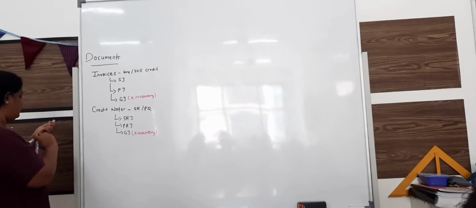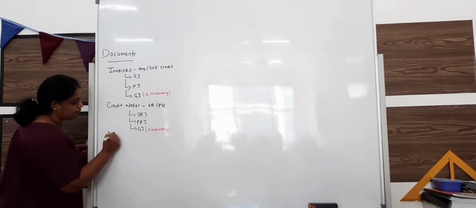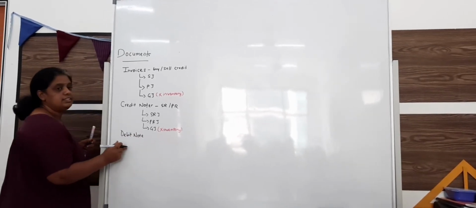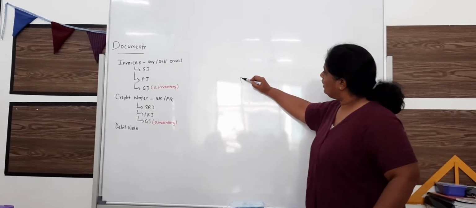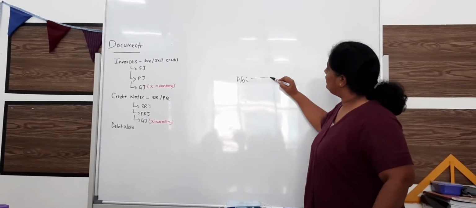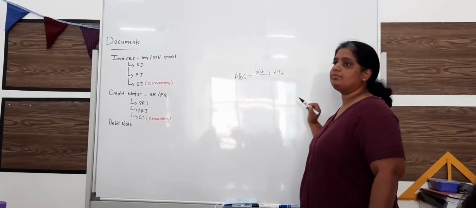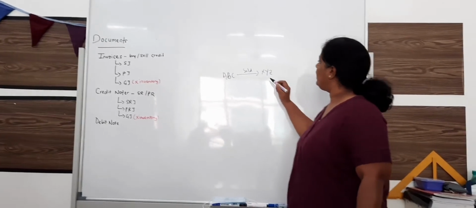Now, there's something else I'm going to introduce now. Debit note. Now, how does a debit note work? Look at this. ABC sold something to XYZ. Who's the supplier? ABC. Who's the customer? XYZ. Right? Now, what happens?